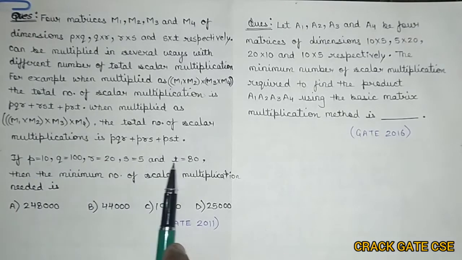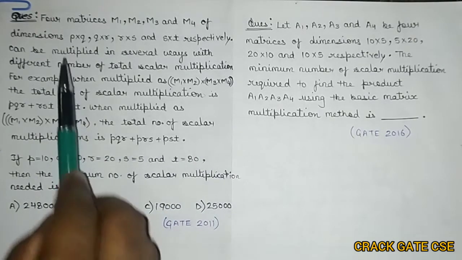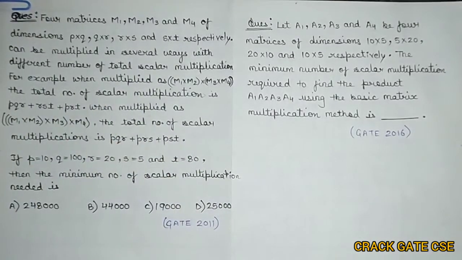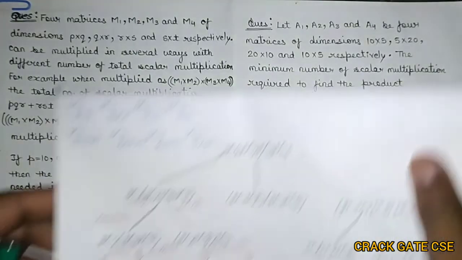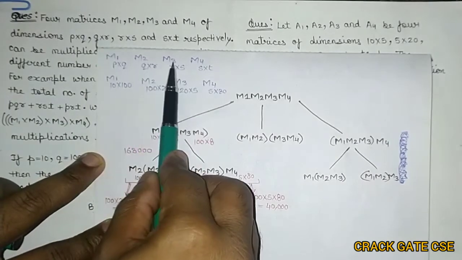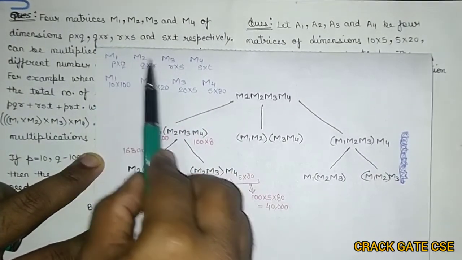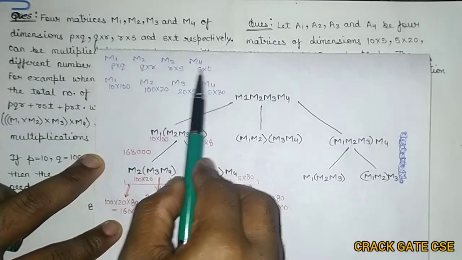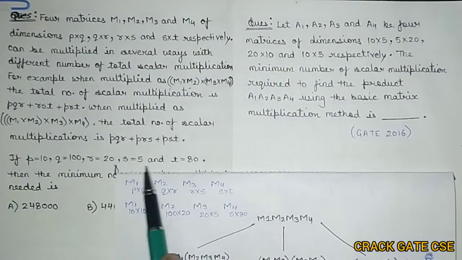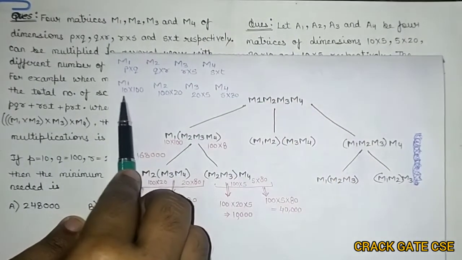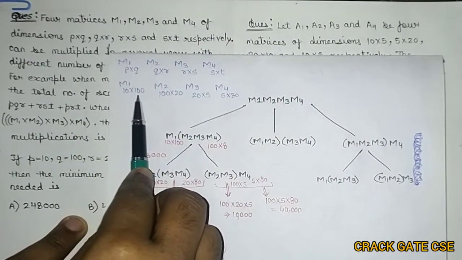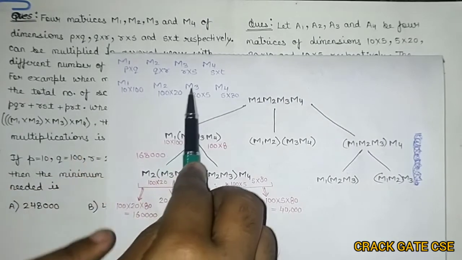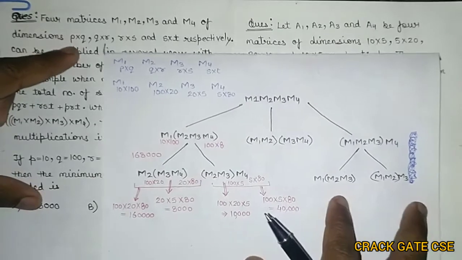Here they gave us the values of P, Q, R, S and T so that we can get the dimensions of these four matrices. Now we have to find the minimum number of scalar multiplications required to multiply these four matrices. So M1, M2, M3, M4 are the four matrices, and I write down the values of P, Q, R, S and T here. M1 has dimensions 10 into 100, M2 is 100 into 20, M3 is 20 into 5 and M4 is 5 into 80.